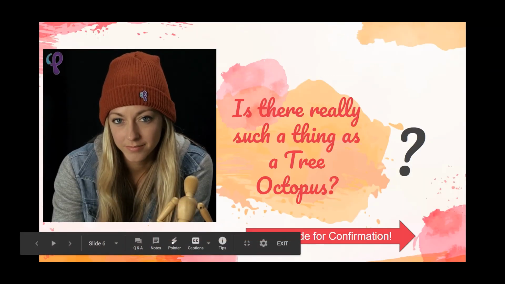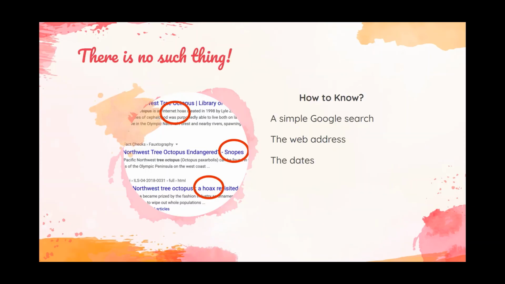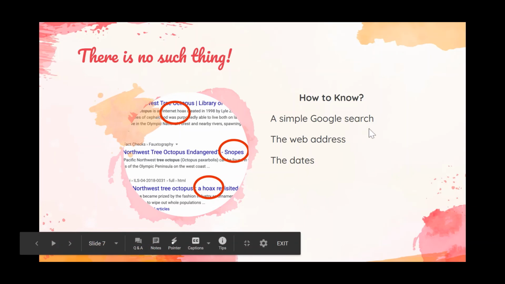So, is there really such thing as a tree octopus? There actually isn't. And how do we know? A simple Google search, the web address, and the dates. It's not true at all.